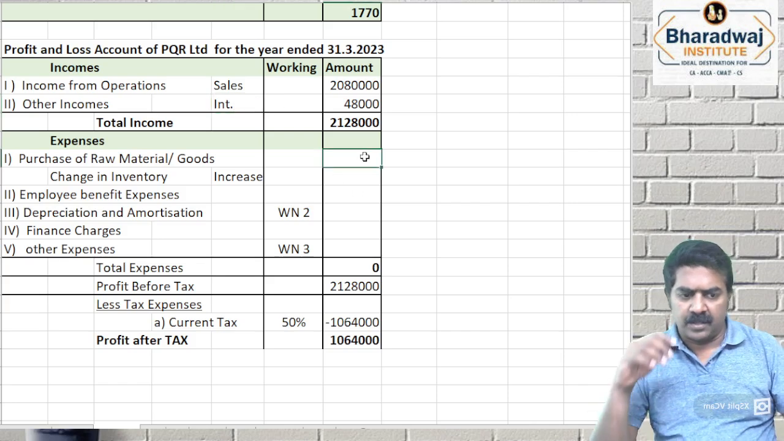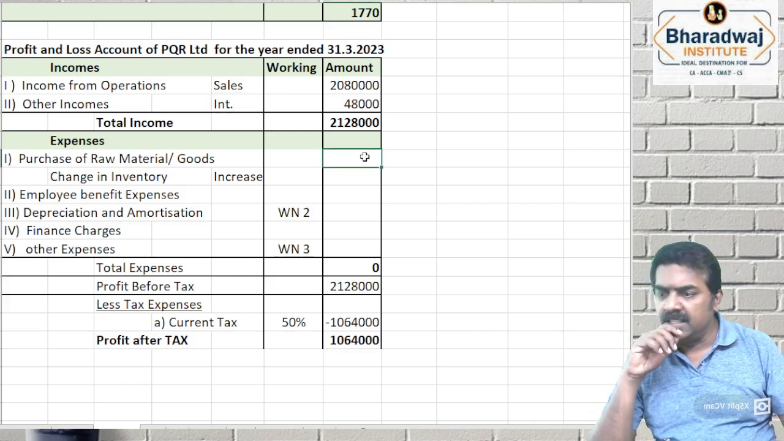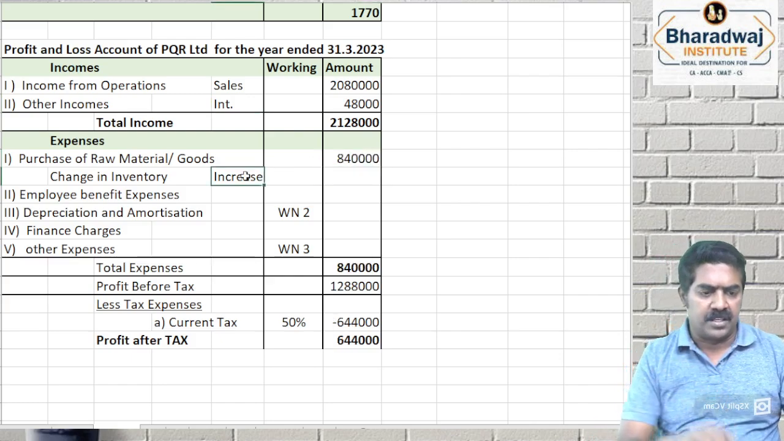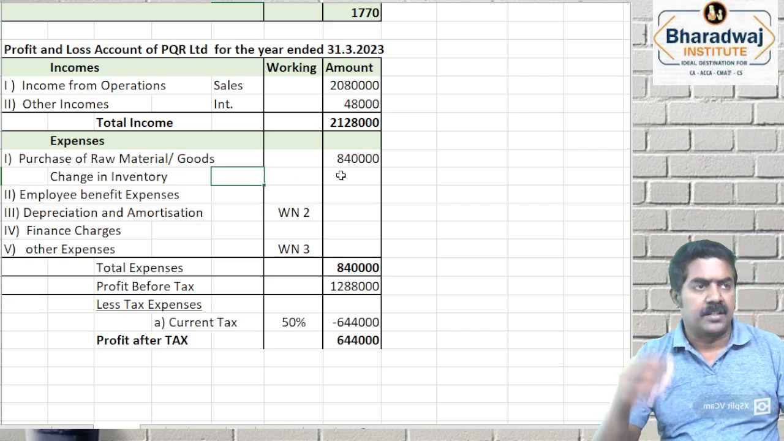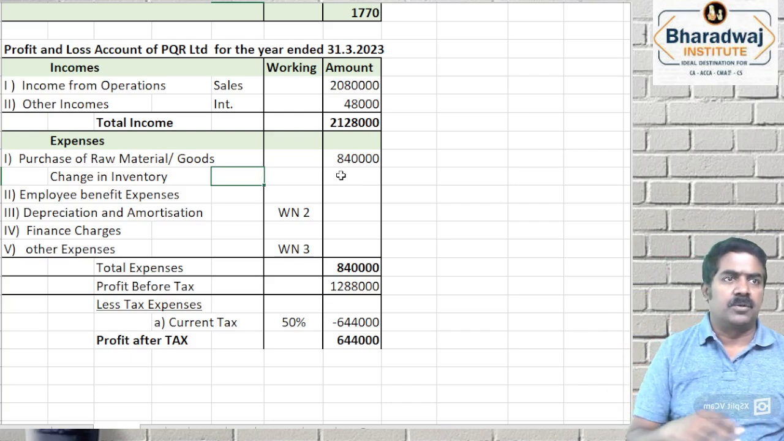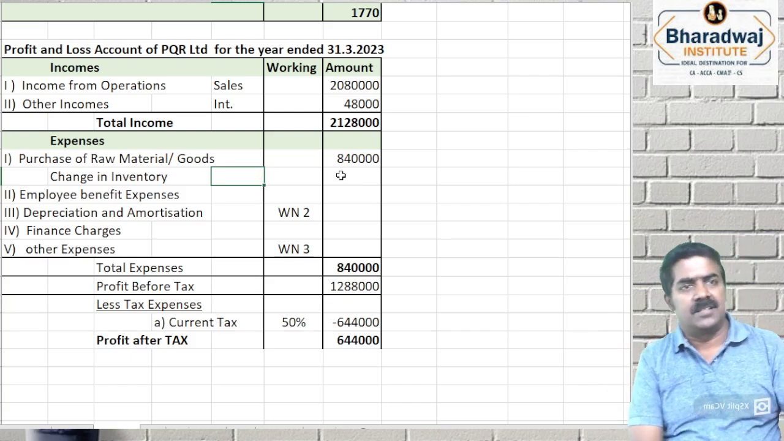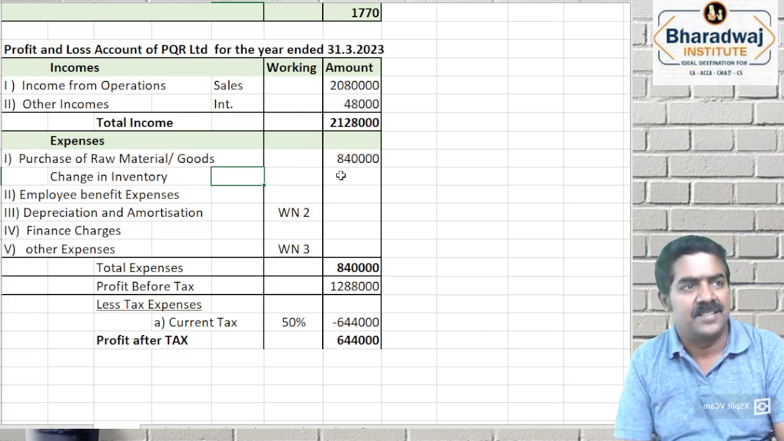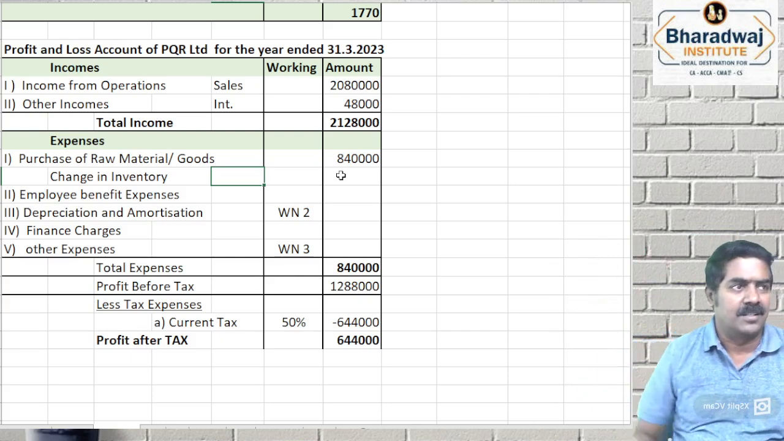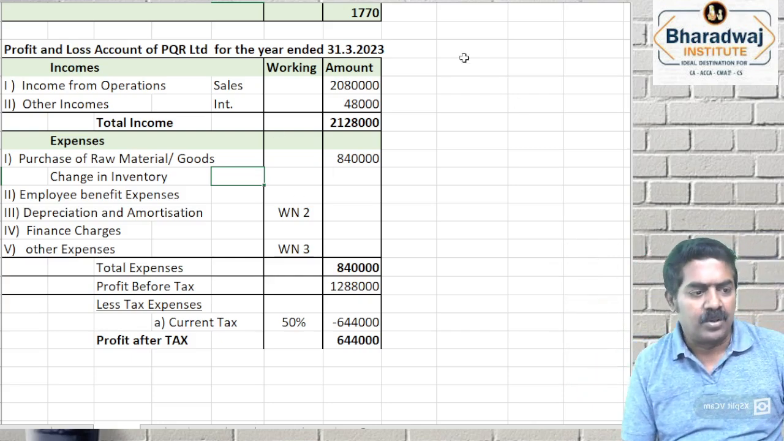Then purchase of raw material, how much is given? It is given as adjusted, which means adjusted for stock. No need to adjust for change in inventory. It is already adjusted there in the trial balance, which means opening stock to closing stock, already they adjusted with purchases. Closing stock will directly go to the balance sheet. Only when they give you opening stock in the trial balance and closing stock in adjustments, purchase is not adjusted. How to adjust it? Very simple.